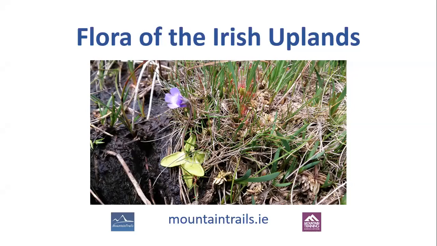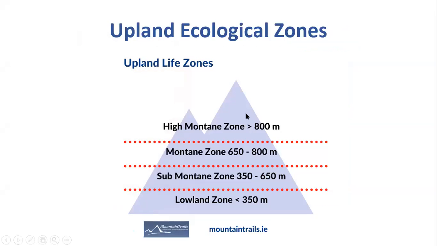See higher up, you'll see different types of plants than you'd see lower down. And to avoid just a sort of melange of confusing plants thrown in here, what we can do is use what are called upland ecological zones, or upland life zones, they're also known as. And these are zones in which you find different assemblages of plants, different ecologies.